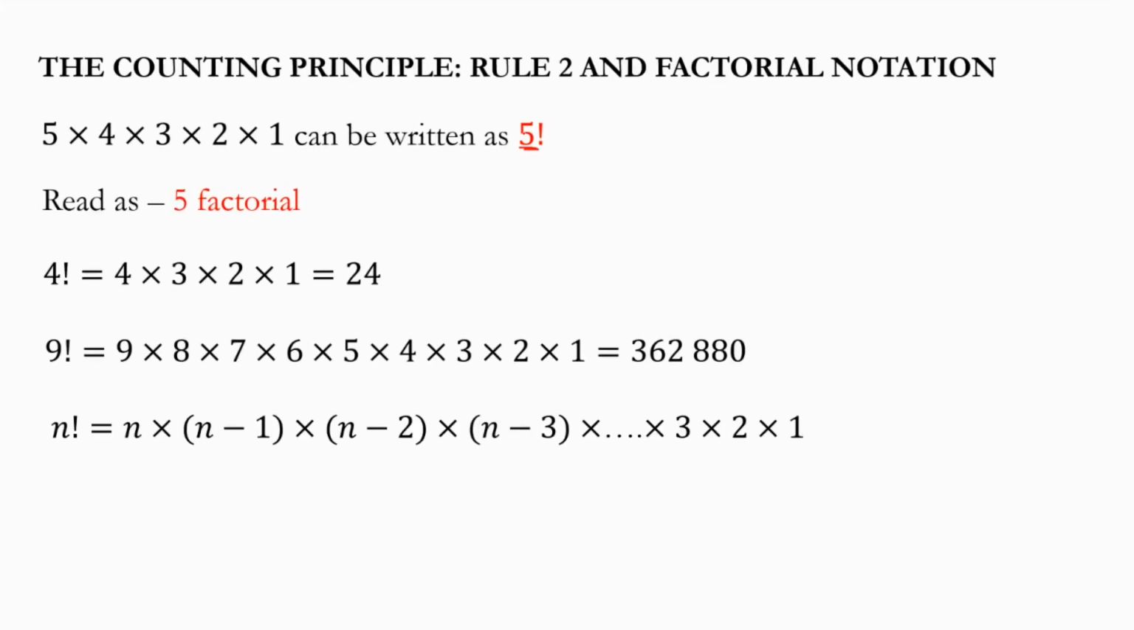We can generalize and say n factorial is equal to n times n minus 1 times n minus 2 times n minus 3, up to times 3 times 2 times 1. Okay, and take note of this: 0 factorial is equal to 1, not 0. 0 factorial is equal to 1.